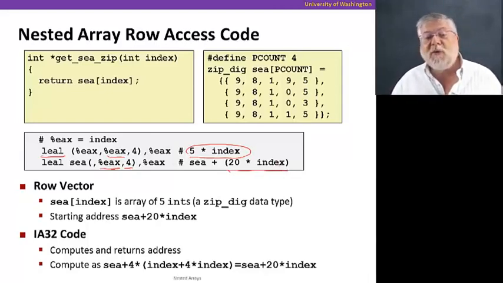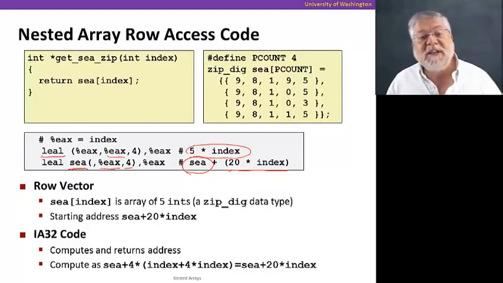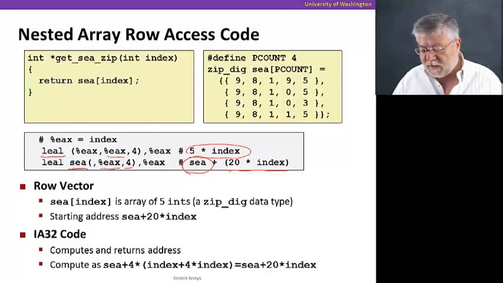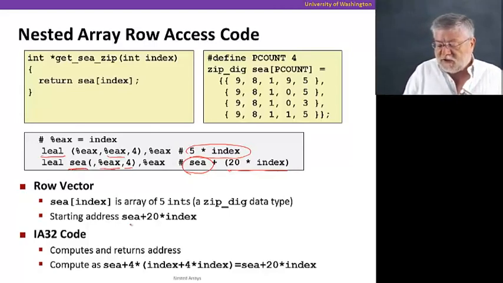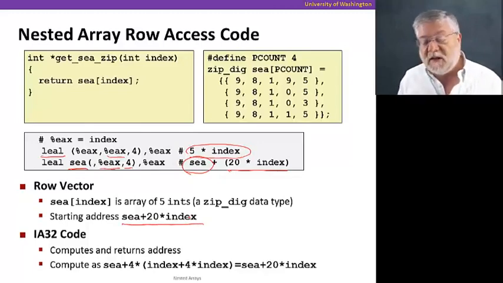And why do we go after 20 times the index? Well, because we're going to have 5 elements in each row, and the elements are of size 4. They're just integers, so that means each row is of size 20. We're going to do 20 times the index and add that to the starting address of the array, and I've just shown it here as the offset for the LEAL instruction. So that's the starting address that's computed and returned by this procedure. We have to do it in 2 steps again because of the constraints on the LEAL instruction.